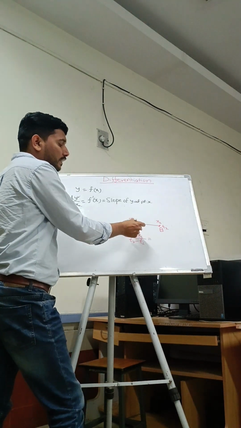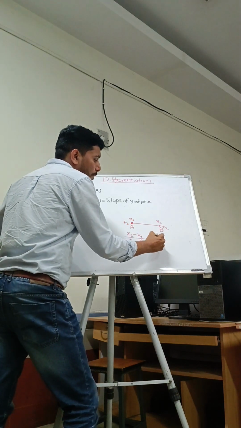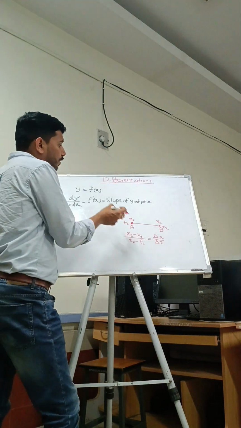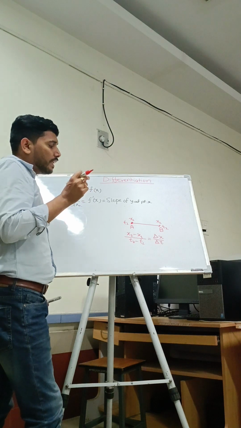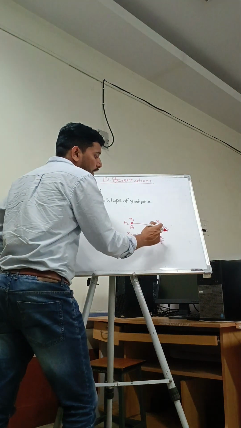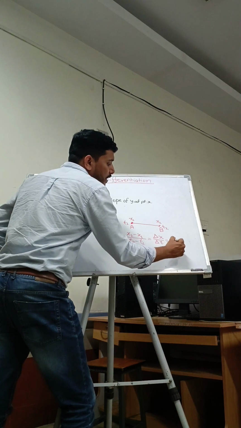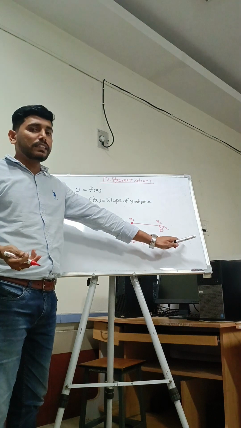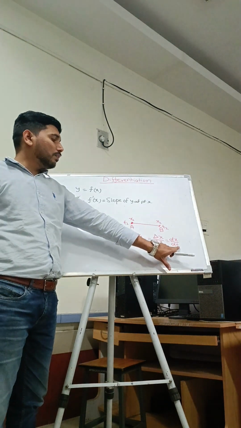We can write this change using the del symbol, so del x upon del t. For differentiation, this change should be very small, or infinitesimal. So del is replaced with d, that is dx upon dt. In this way we define the change in one physical quantity, like position, with respect to change in another physical quantity, that is time.